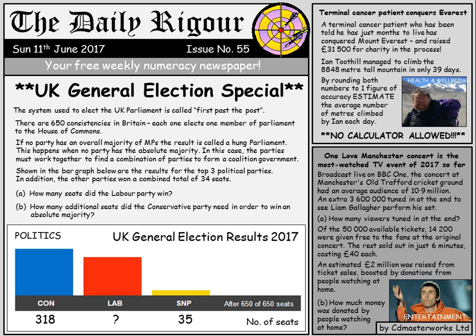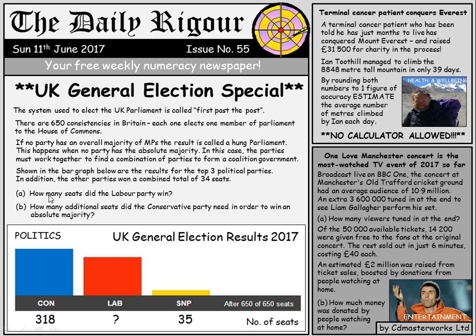So obviously the story most dominating the news this week has been the UK general election and of course the result of it. So we've got a wee graph here that shows you the three most popular parties, Conservative, Labour and SNP. And in order to win the general election with an outright majority, a political party has to gain at least one over half the amount of seats available.